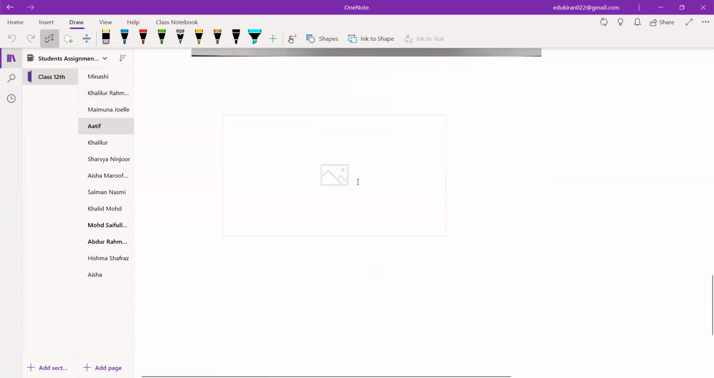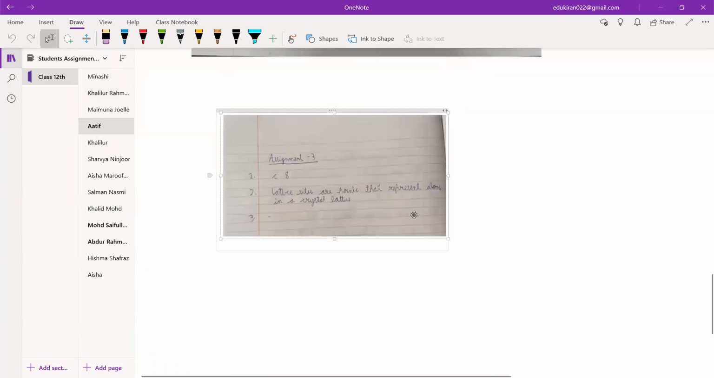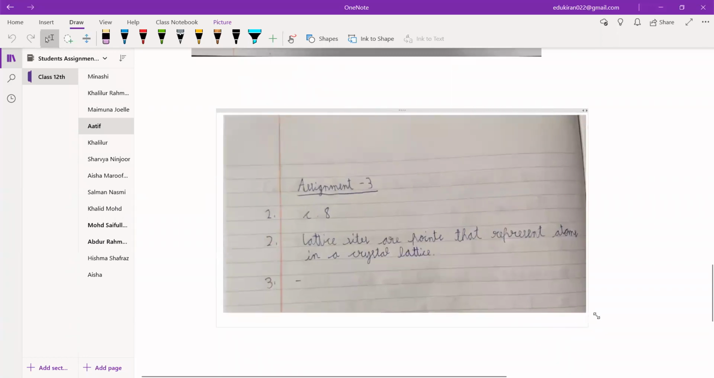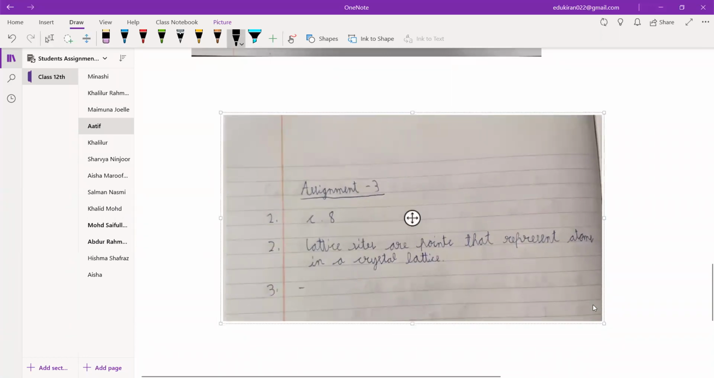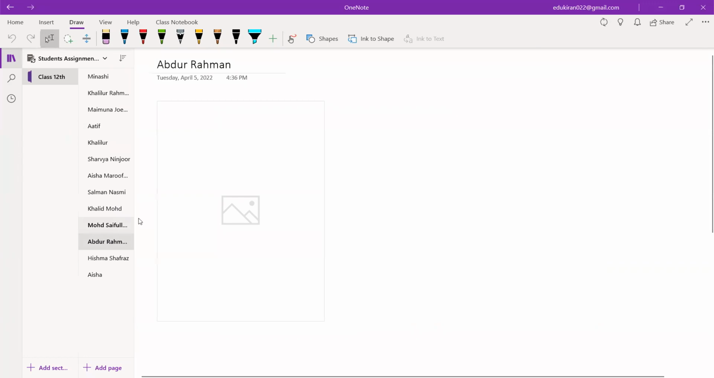आतिफ. Okay. थर्ड सवाल आतिफ ने भी नहीं किया. Lattice are the point that represent atoms in crystal lattice, correct? Okay, who else is here? Abdul Rahman.